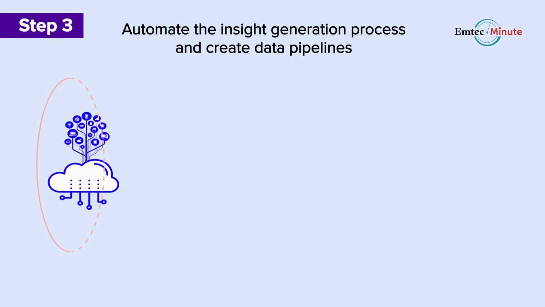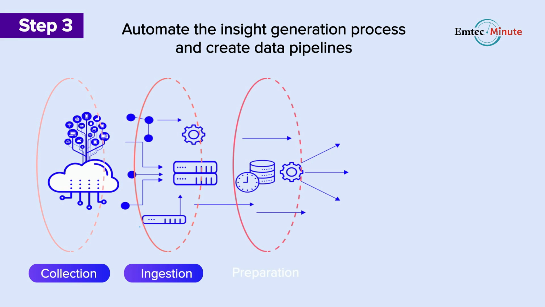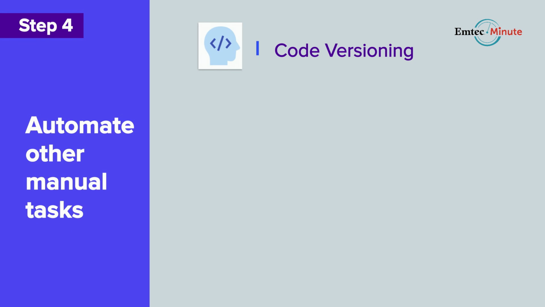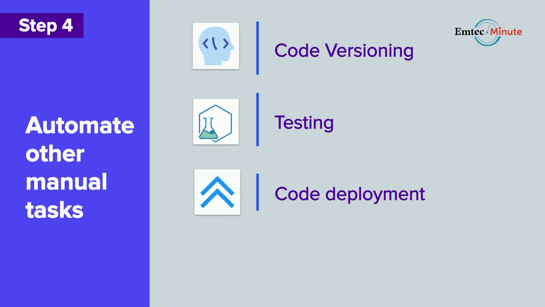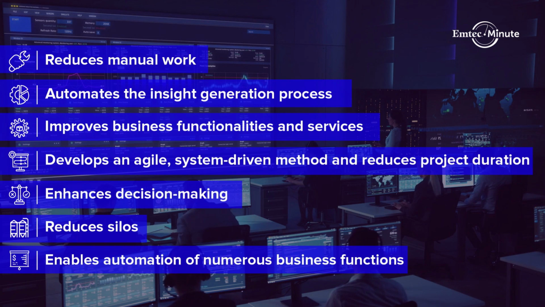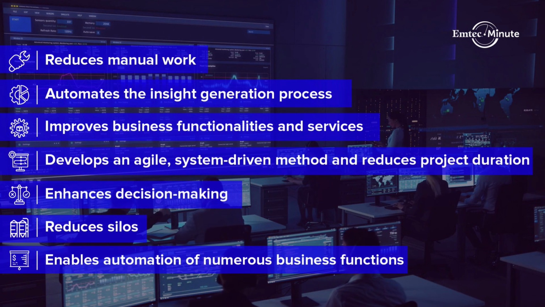The next step is to automate the insight generation process and create data pipelines. These data pipelines can then be scheduled to run automatically or can be configured to execute when specific triggers are met. In the last step, you automate other manual tasks, including maintenance, to deploy new versions of the application and pipelines as needed. A successful DataOps initiative can provide numerous benefits for your organization.